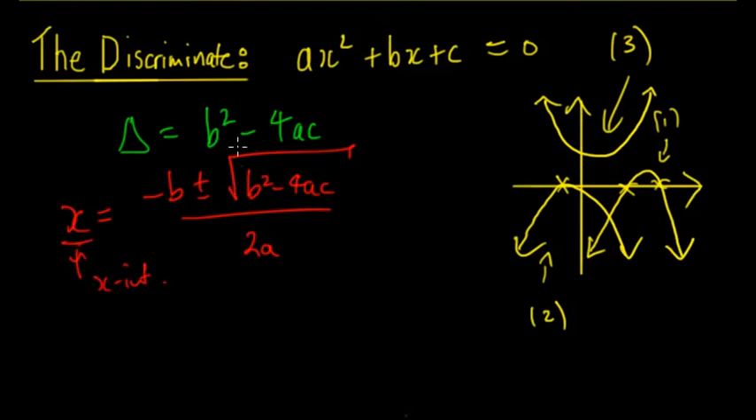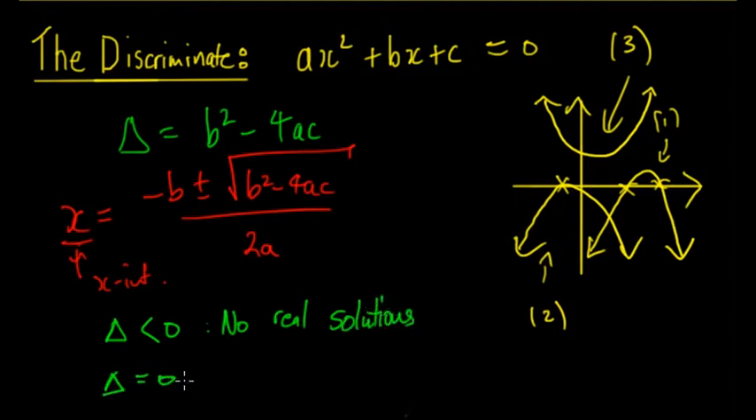The reason why the discriminant has different values is that if it's negative, then you can't have a square root of a negative number. So therefore, as there's a square root of a negative number, the x-intercepts are not defined in the real domain. So we can say that when the discriminant is less than 0, there are no real solutions.